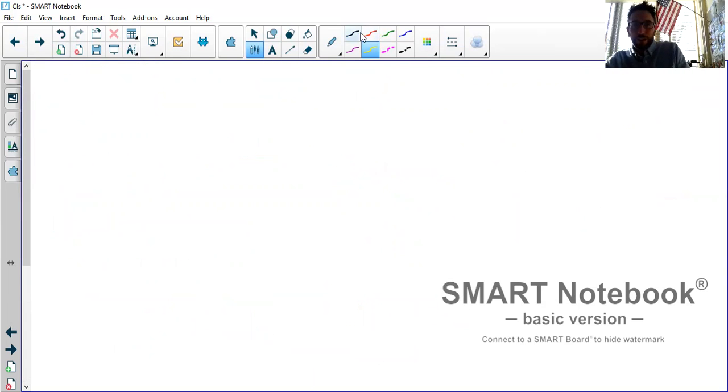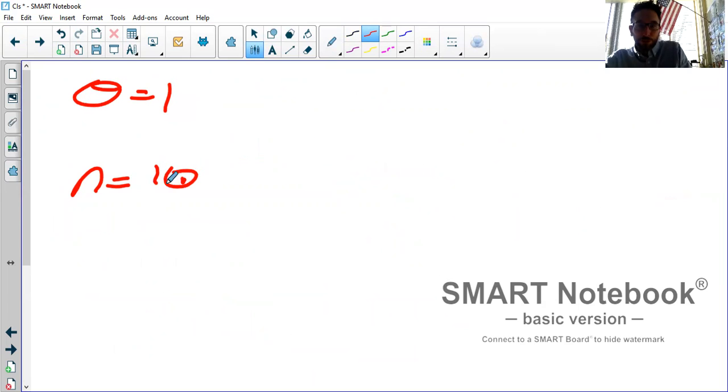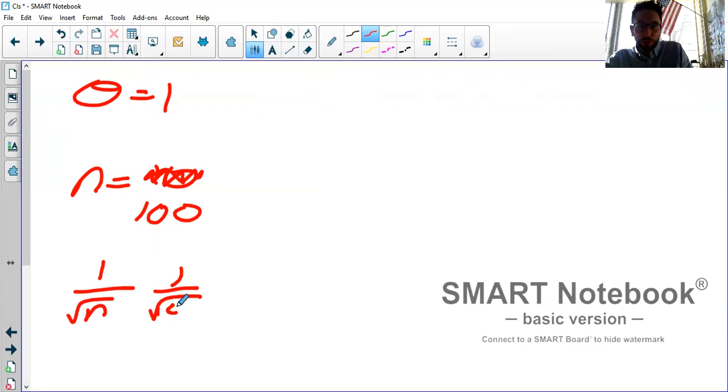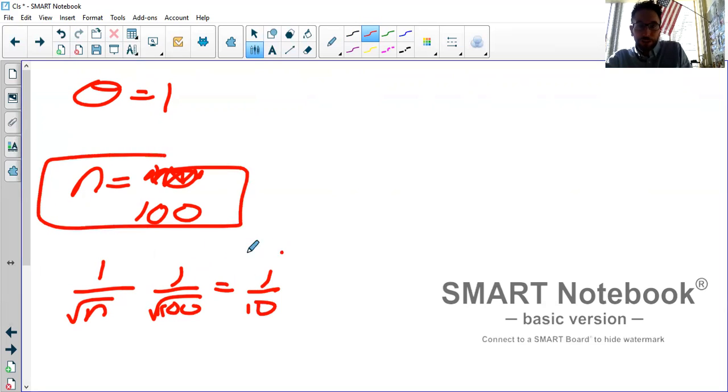So let's pretend that our n is, we're still assuming sigma equals 1. I'm just making that up to pretend. So let's say n is 100. 10 wouldn't be good because I don't know the square root of that off the top of my head. So now I end up with 1 over the square root of n, or 1 over the square root of 100, which is 1/10. So if n equals 100, the standard deviation is 1/10.